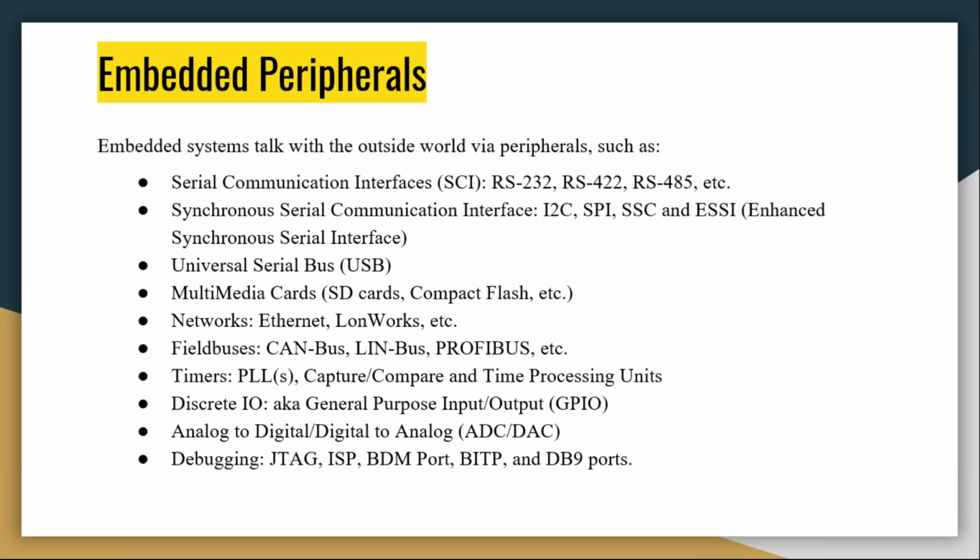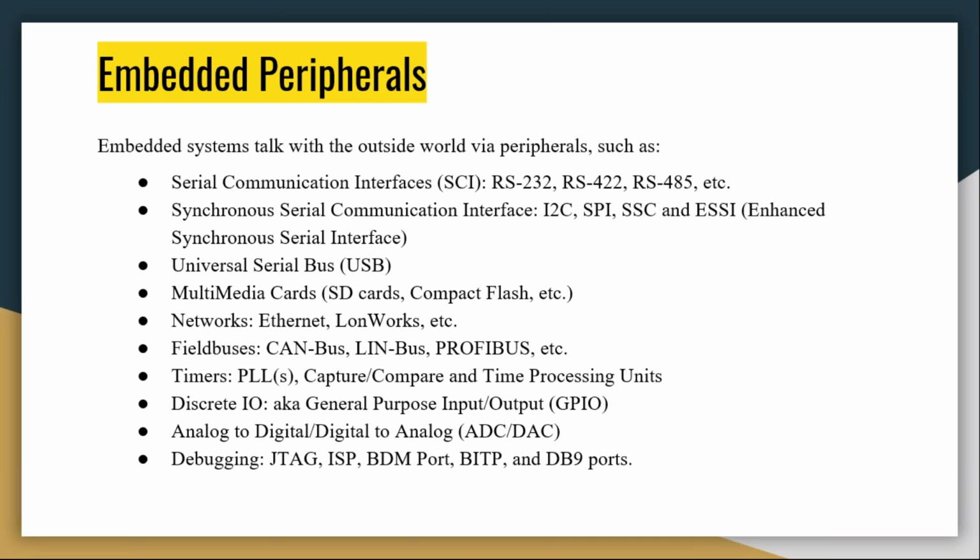Field buses are CAN bus, LIN bus and Profibus. These are the protocols used in the automobile industry. Then timers, PLL, and capture, compare and time processing units. Discrete IO, also known as general purpose input output, GPIO, and analog to digital converter, ADC, and DAC. For debugging the whole system or program by the controller, you can use JTAG, ISP, BDM port, and DB9 port.